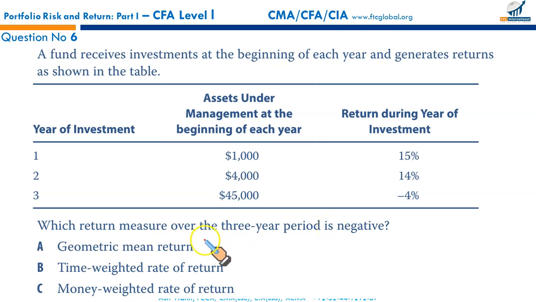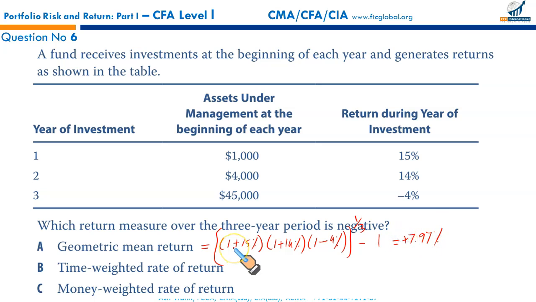Okay, so let us first calculate the geometric mean return. It is equal to (1 plus 15%) times (1 plus 14%) times (1 minus 4%), raised to the power 1 by 3, because there are 3 periods involved, and then deduct 1 from the total value. If you do that, you will get 7.97%. So it is positive.